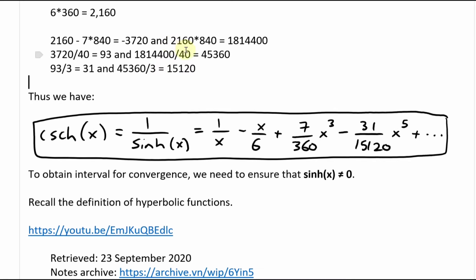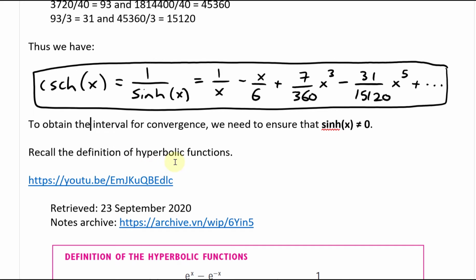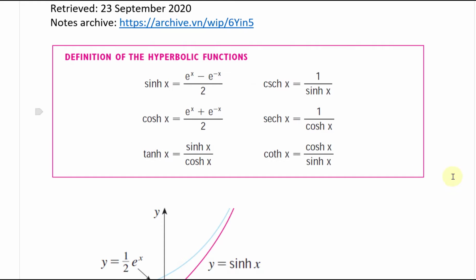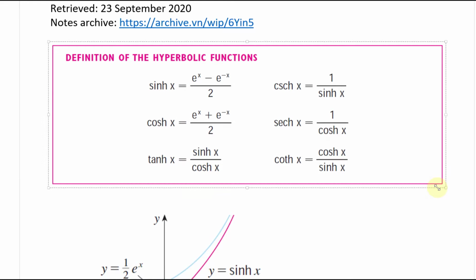All right, the next step is we have to find out what the interval of convergence is, because again, we're dividing by sinh of x, and we have to ensure that's not equal to 0. So to obtain the interval of convergence, we need to ensure that sinh of x is not equal to 0. Recall the definition of hyperbolic functions from my earlier video: these are basically defined as functions of this e to the x exponent.